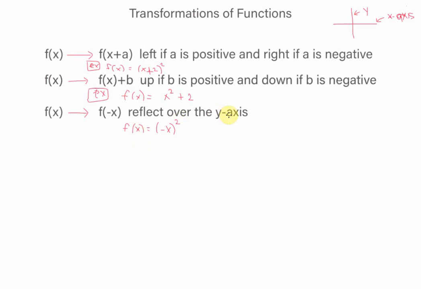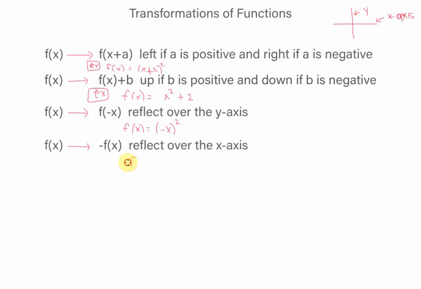This reflects it over the y-axis. Now in the case of x squared, it is symmetric around the y-axis, so it actually doesn't do anything to the graph. It looks the same, right? But it is still considered to reflect over that y-axis. Which then gives us what happens if we have a negative on the outside of the function. That reflects it over the x-axis.